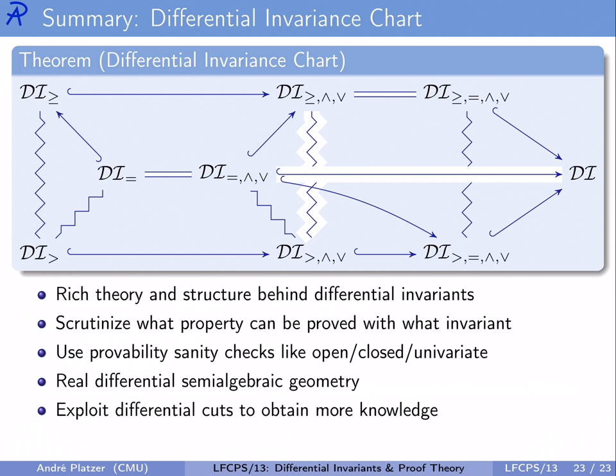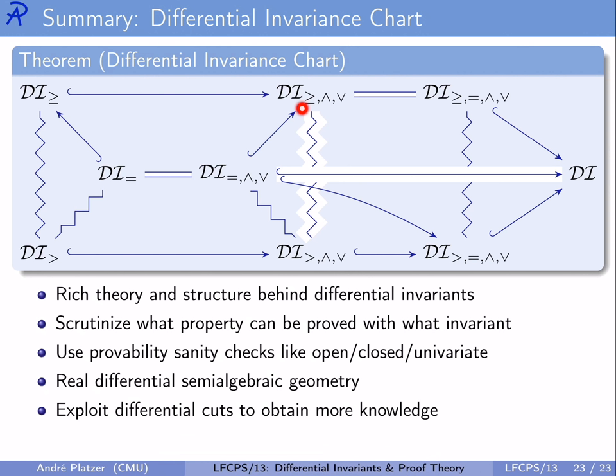Summarizing, what we've seen today is the differential invariant chart filled in. For example, differential invariants provable with just equalities are equivalent in terms of deductive power to equalities with logical ands and ors. These two are equivalent and included strictly in this class of all properties provable by greater-equals as differential invariants. So these are more powerful than those, but include all of that. These are less than what happens when you're using conjunctions and disjunctions and inequalities, in which these are included as well.